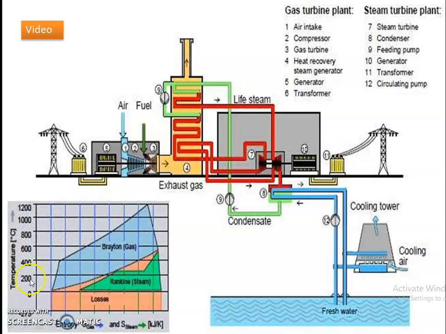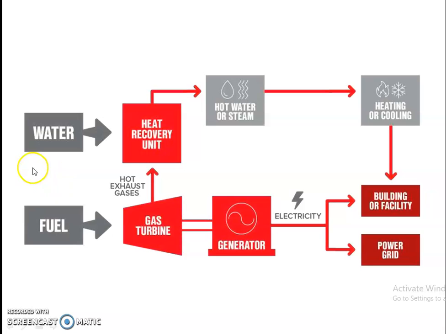The graph shows the temperature at which losses happen in the Brayton cycle and the Rankine cycle. The losses from the cogeneration plant are only about 10 percent, and we get a maximum of 85 percent output from the cogeneration unit. In the next slide we discuss the same thing for the topping cycle. The fuel enters the gas turbine, and a heat recovery unit extracts the heat. Again we send water to produce steam or dry saturated steam for heating and cooling applications, building facilities and the power grid.